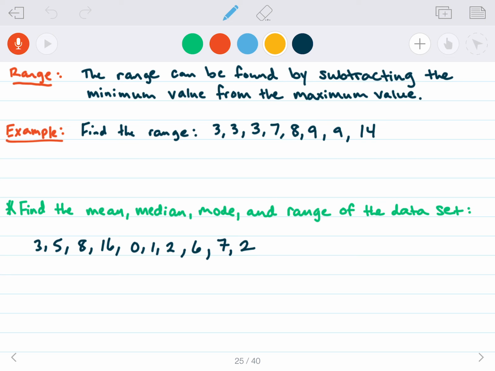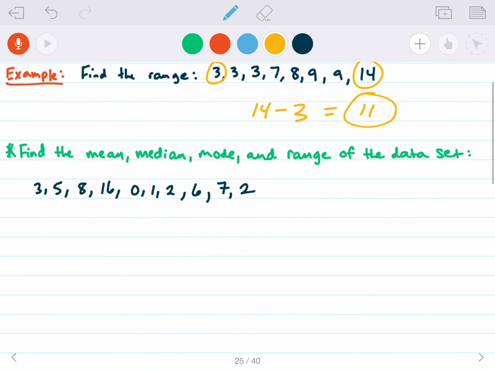The range is found by subtracting the lowest value from the highest value in your data set. So in this example, our highest value is 14 and our lowest value is 3. So the range is just 14 minus 3, which is 11. So that's our range.